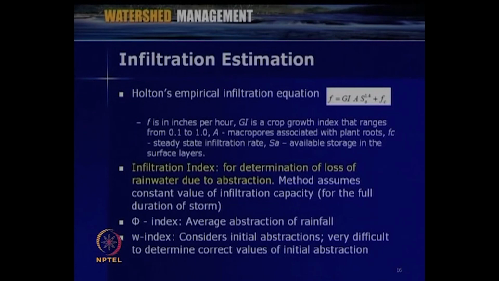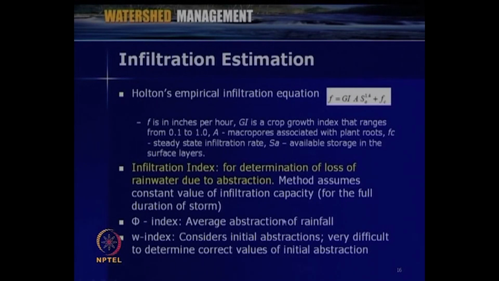So, if we are not going for very complex equations like Horton or any of these equations, we can consider that a certain percentage of the rainfall is going as infiltration. So, we can describe it in terms of infiltration index for determination of loss of rainwater due to abstraction. This method assumes constant value of infiltration capacity for the full duration of the storm, like phi index. So, we can consider average abstraction of rainfall like 10%, 20% or 30%, like that.